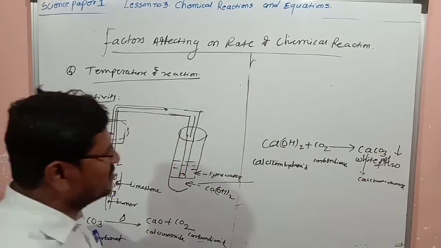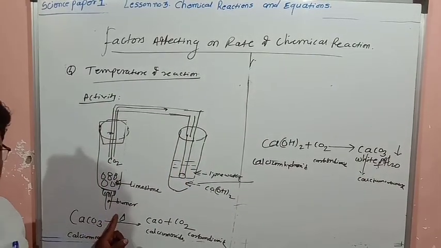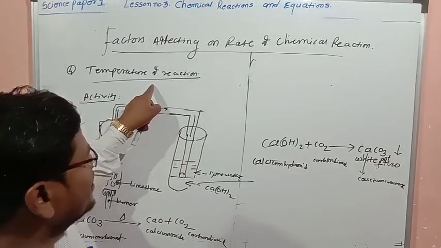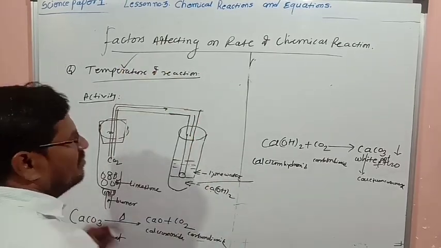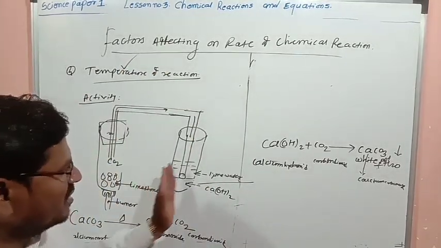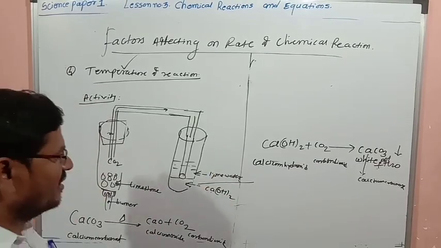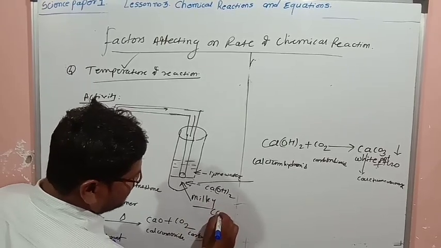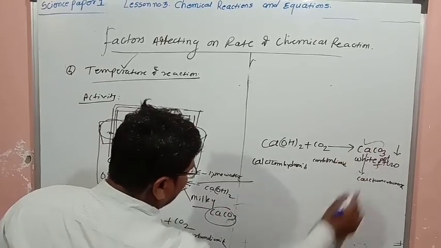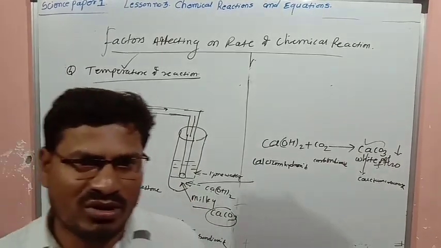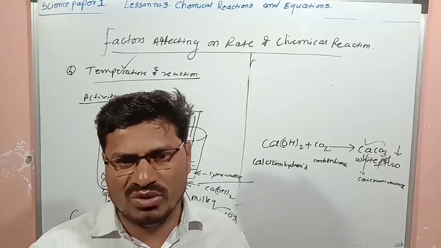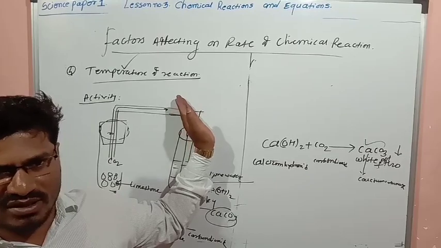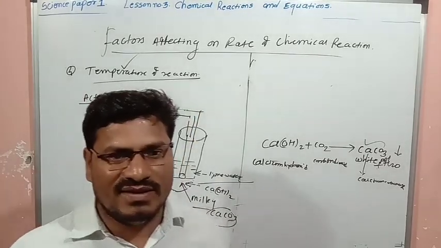And the water molecule. So when you are heating the substance, only then does the chemical reaction take place, and only then is carbon dioxide gas produced. So the rate of the chemical reaction depends upon temperature. If you are heating, then only this solution will become milky, due to the formation of CaCO3. If you are not heating calcium carbonate, then the solution will not become milky. So for this chemical reaction, temperature is necessary.